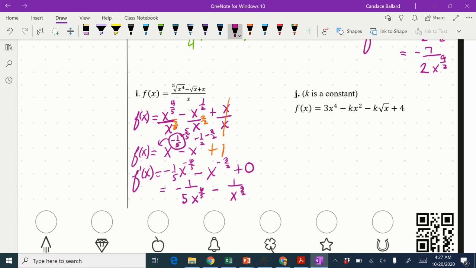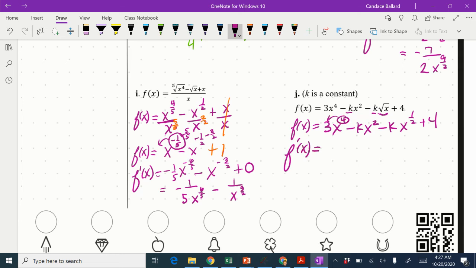So J is something they will sometimes do to us: they will make a variable look like a constant. Typically, they will use K or C to represent a constant of some kind. So we're just going to pretend this is a number. Okay, so I'm going to rewrite before I take the derivative because I see I have a radical there that I can turn into a fractional exponent. So I have 3x to the 4th minus kx squared minus kx to the 1/2 plus 4. I'm going to go ahead and take that derivative.